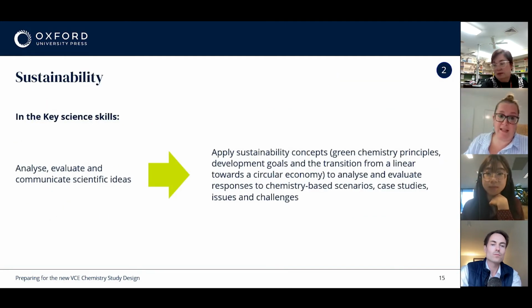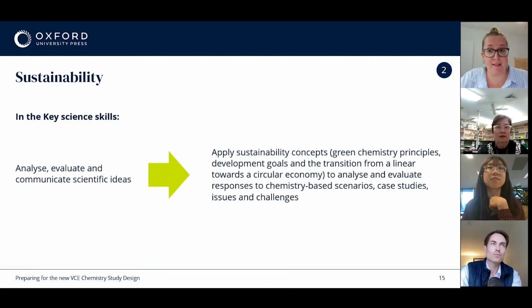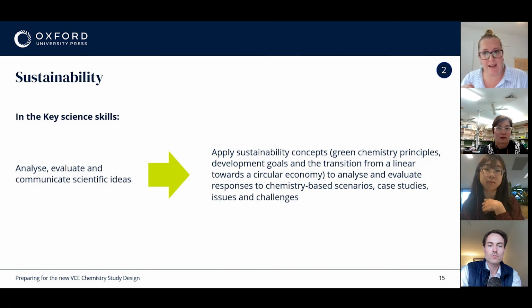So sustainability, like we've been saying, is huge in the new study design. It's the ability of students to apply, analyse, evaluate and communicate scientific ideas. It's one of the key science skills, and it's applying sustainability concepts to pretty much all topics, but there are specific ones that it really relates to easily.